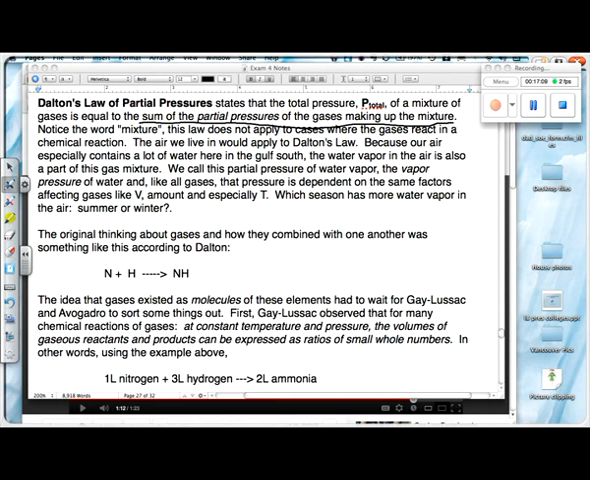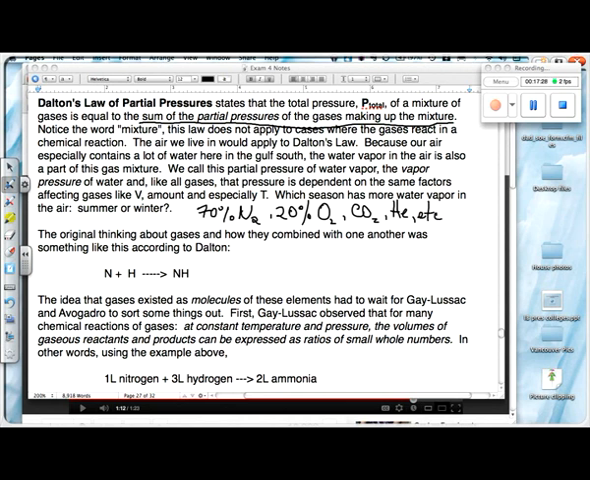In our atmosphere, we have about 70% nitrogen. You have a recitation problem similar to this. You have about 20% oxygen. And then you've got a whole bunch of other stuff. You've got some CO2, a little helium, a little bit of everything.